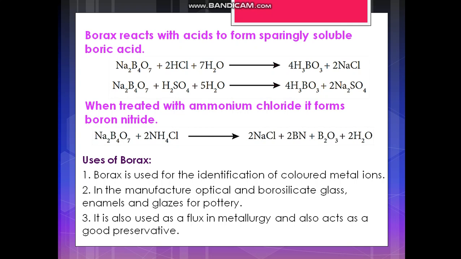Uses of borax. Borax is used for the identification of colored metal ions from the beads, which we have learnt previously. It is also used in the manufacture of optical and borosilicate glass, enamels and glazes for pottery. Glazes mean shining material. It is also used as a flux in metallurgy. We have learnt in the previous lesson what a flux is. When flux combines with the gangue, it forms a slag, and borax also acts as a good preservative.